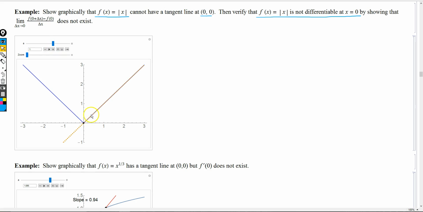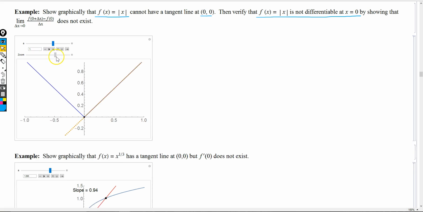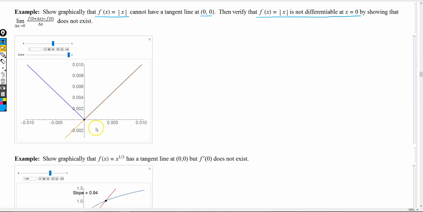Alright, so perhaps that could be a tangent line. Well, but the problem is, if I zoom in at that black dot right there, you notice that I do not completely cover the graph of the function. There's still a piece of the function over here which is not being covered by the gold dotted line. So that can't be a tangent line.